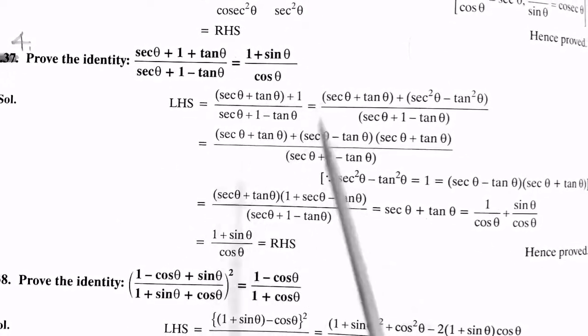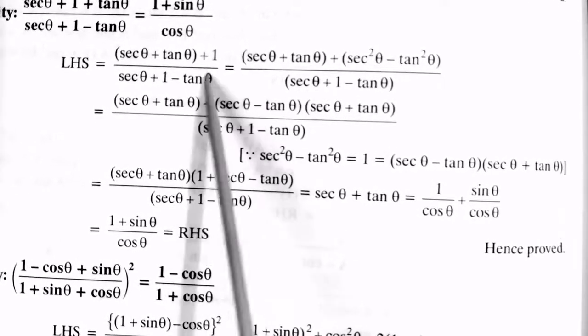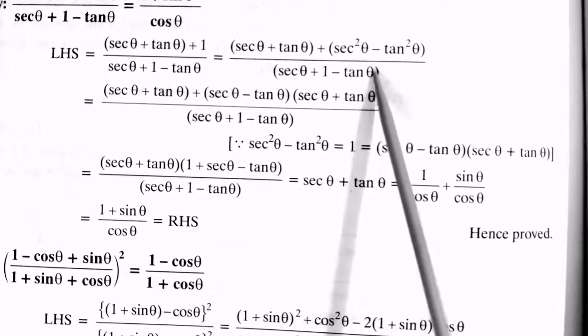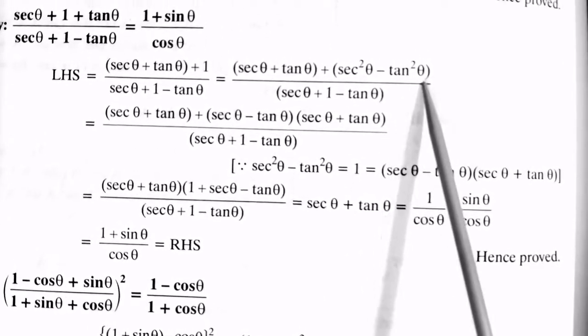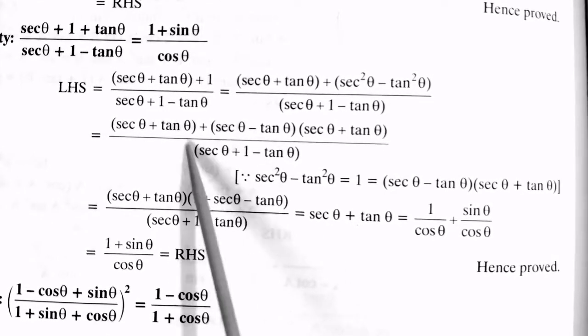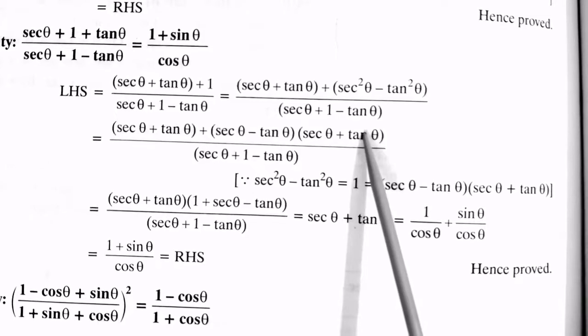We have to show that secant theta plus tan theta plus 1 upon secant theta minus tan theta plus 1 is equal to 1 plus sine theta over cos theta. Now here we are having secant and tan. So what do we do? We change the 1 of the numerator, we use the corresponding formula. So for 1 I'll be writing secant square theta minus tan square theta, right? Then secant theta plus tan theta as it is, and this, use the formula A minus B into A plus B.